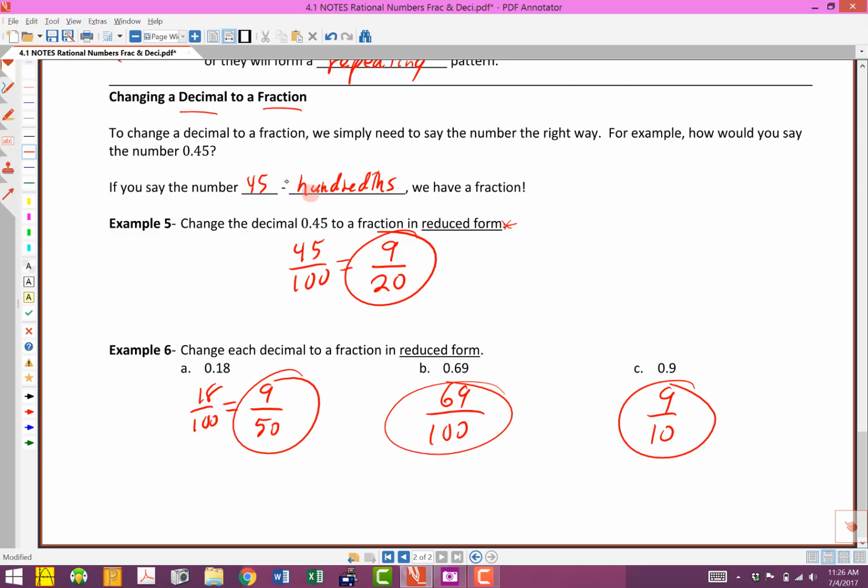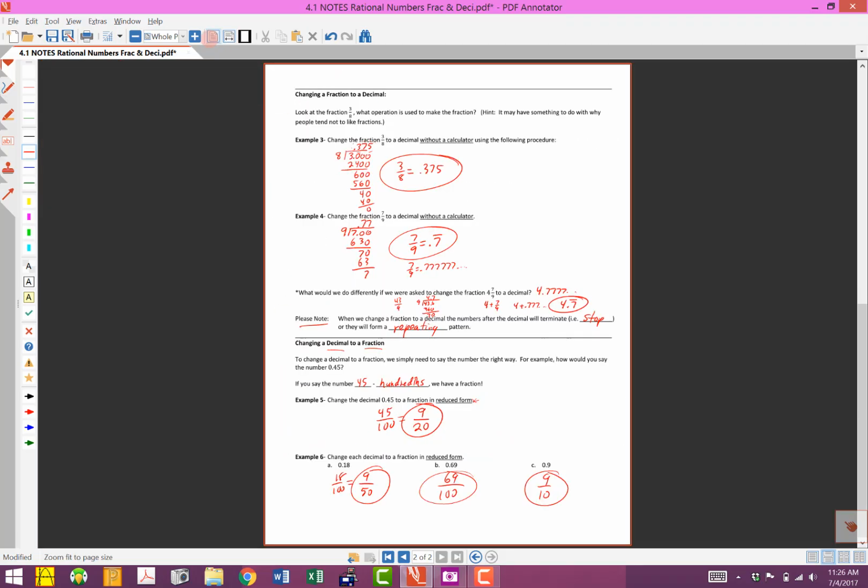So much easier to change from a decimal to a fraction than it is to change from a fraction to a decimal. But that's the basic process, and you need to be good at going back and forth, again, without a calculator. So good luck on your homework.